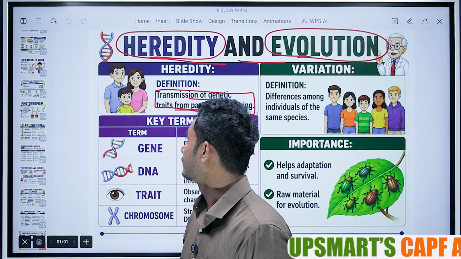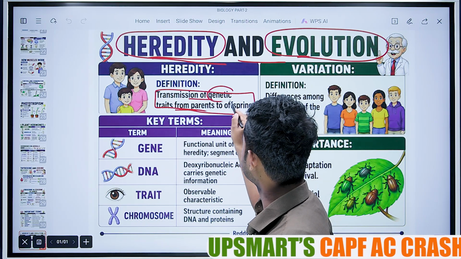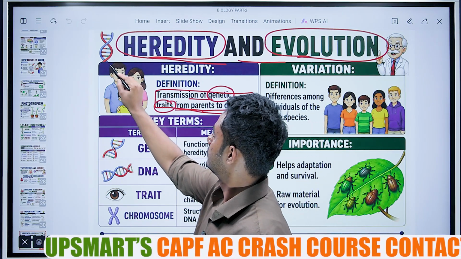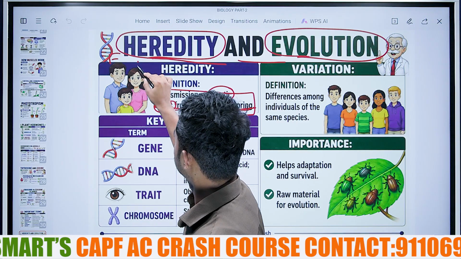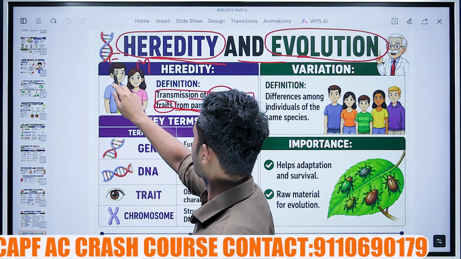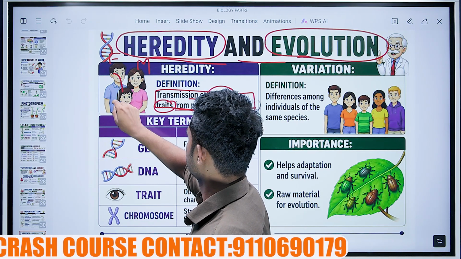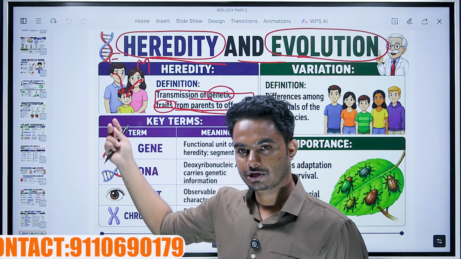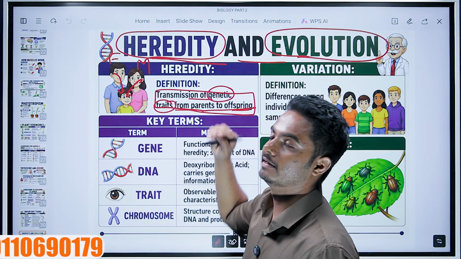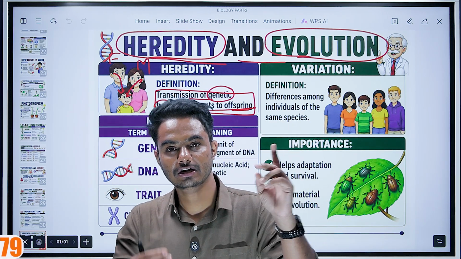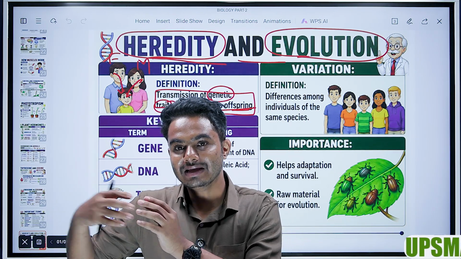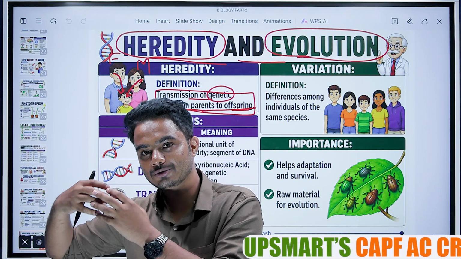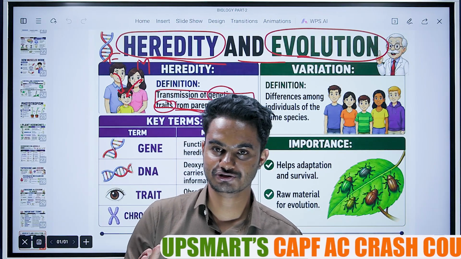This is heredity: transmission of genetic traits from parents to offsprings. You see this? This is the father and this is the mother. Transmission of eyelashes from father, transmission of skin color from the mother. You got it, right? That is heredity, the transmission from one generation to the other generation. What my kids get from myself and my life partner is the heredity I pass on to the next generation. You understood this concept, right?